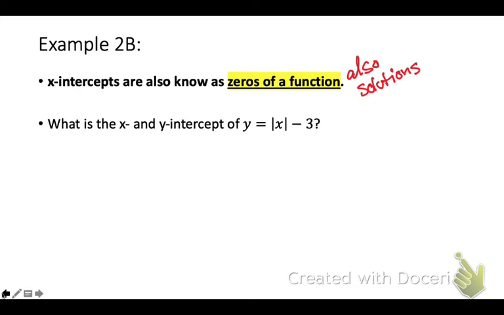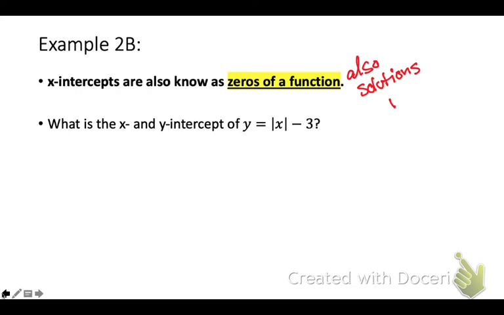Okay. So, x-intercept, zeros, and solutions. When I ask you to find any of those things, are they any different? No. The only difference is how you write them, how you state your answer.